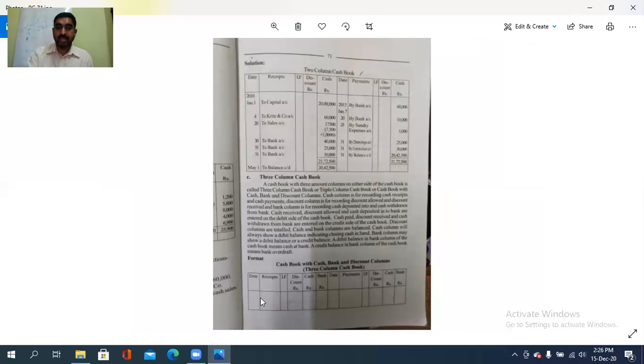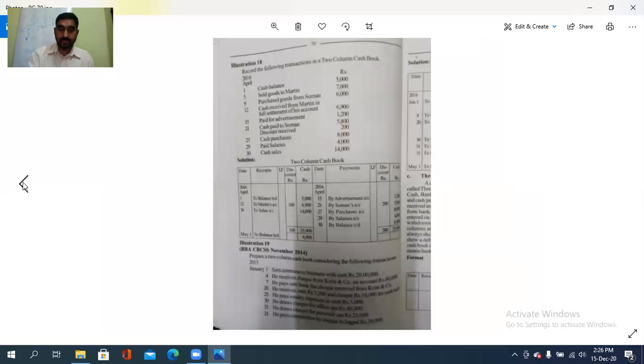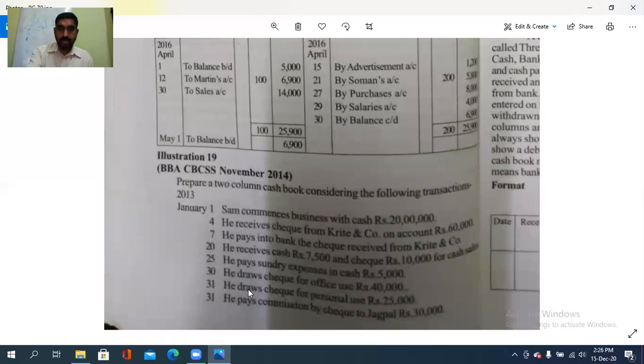So what is the entry? Cash account debit to sales, because it is treated as cash sales. He receives cash rupees 7,500 and check rupees 10,000 for the cash sale. Now the cash sale is made for 17,500. For that entry, cash account debit to sales, 7,500 plus 10,000, 17,500, because a check received is the same as cash received. Keep that in mind, isn't it? So 17,500, cash account debit to sales. That is the entry.